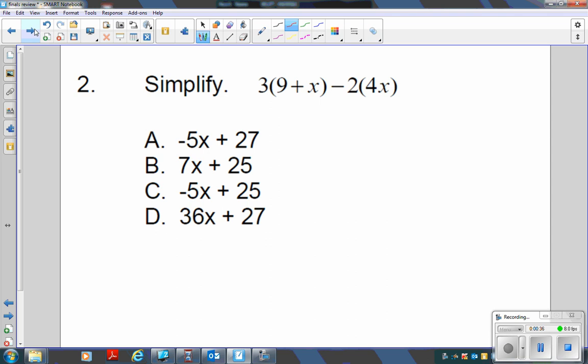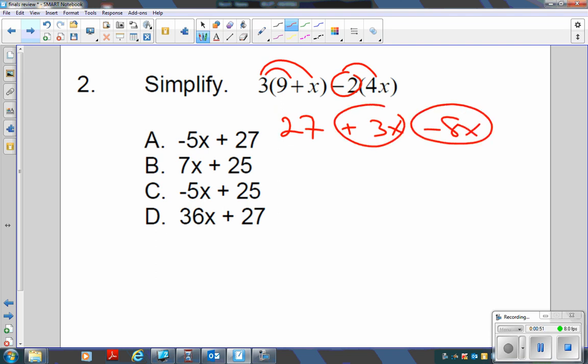Number 2 says simplify. You see the parentheses means multiply, so we're going to multiply these two. Again, there's parentheses over here, so we're going to multiply these two as well. 3 times 9 is 27. 3 times x is 3x. Negative 2 times 4x is negative 8x. Now both of these x's right there come together, and 3x minus 8x is negative 5x.